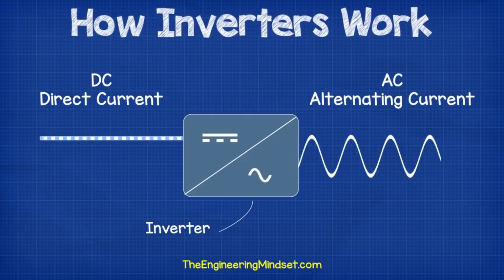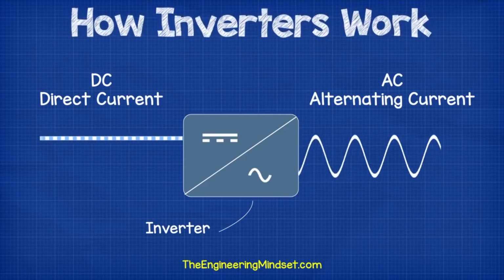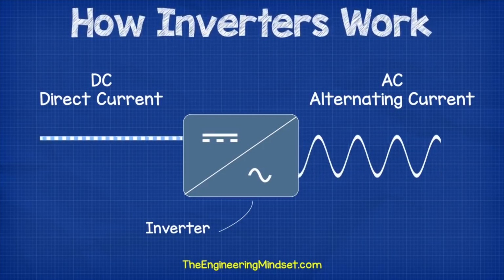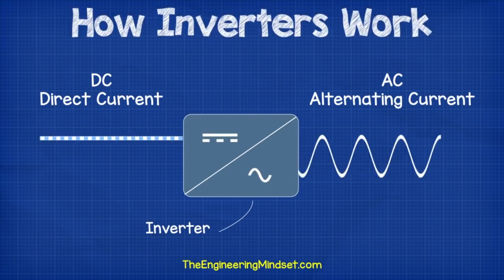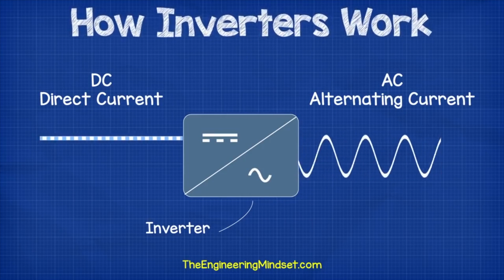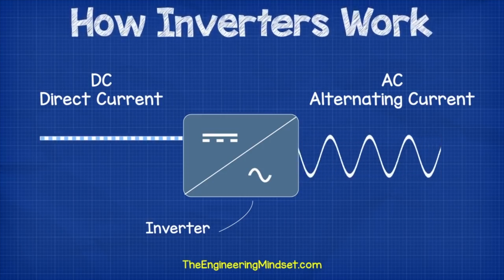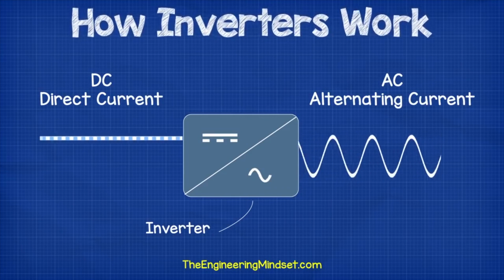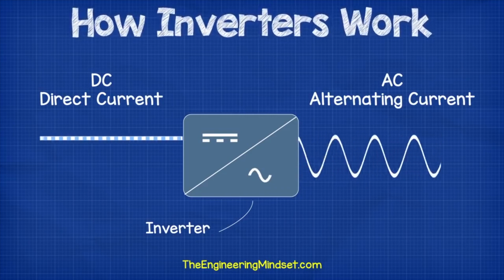So an inverter simply converts from direct current DC to alternating current AC, and this is a very useful invention. You can also convert from AC to DC using a rectifier, and it's common to find both of these in some devices. And we'll actually look at this in just a moment also.